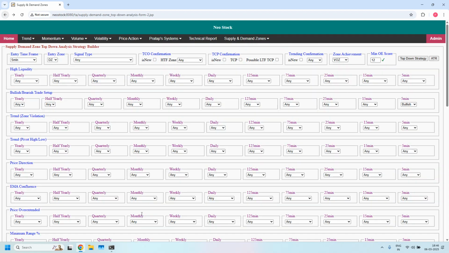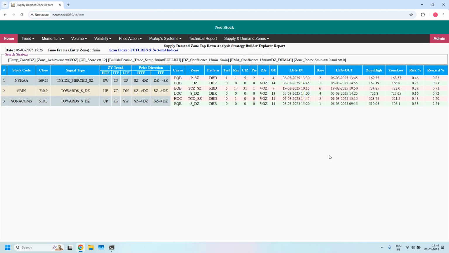Let's verify. In the EMA confluence at 15 minutes time frame, I am checking 15 minutes demand zone having daily EMA confluence. So 3 stocks are filtered. So these 15 minutes demand zones are having daily EMA confluence. Good.